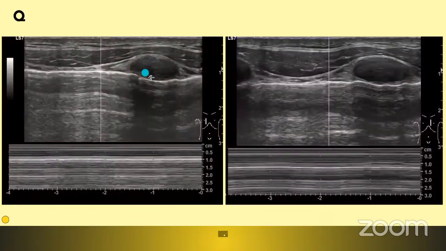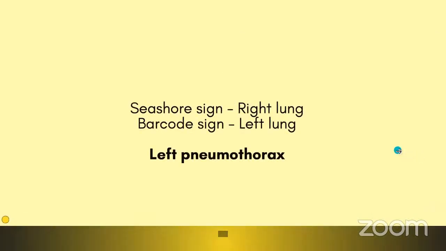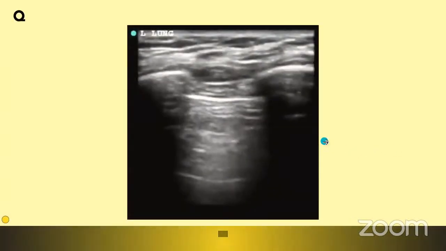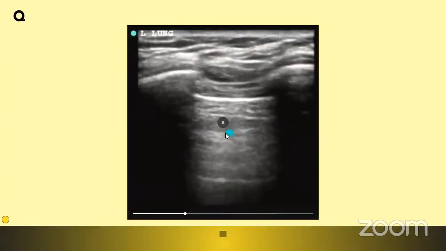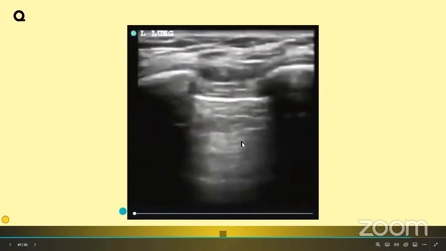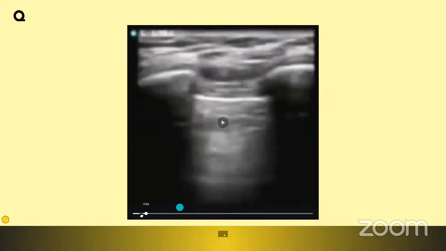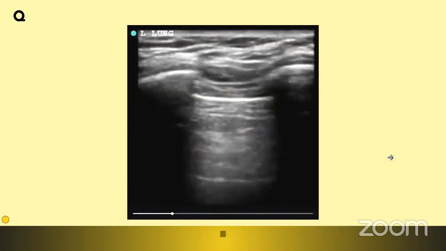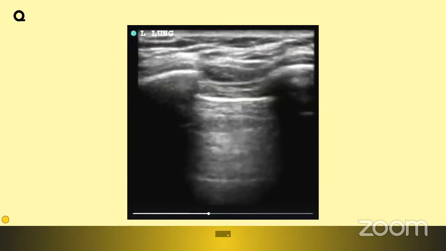And another thing, this is the rib and this is the acoustic shadowing by the rib. Okay. This is the image of this ultrasound video of the left lung. This is the probe marker you can see here, taken using a linear probe.